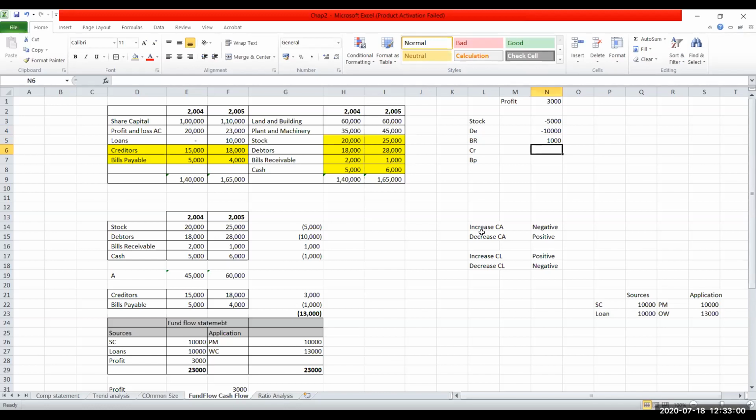Go to this one. Don't see this one. Go to this one. Increase in the current liability. Is it good sign or bad sign? Positive sign. It's a positive sign. So it is 3,000.